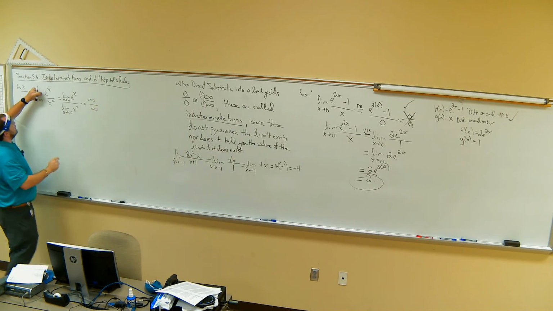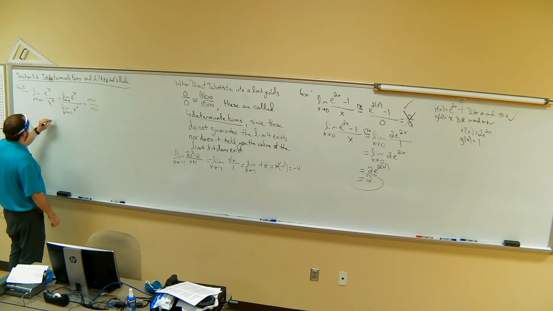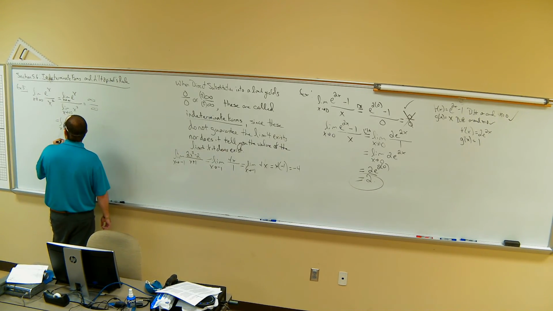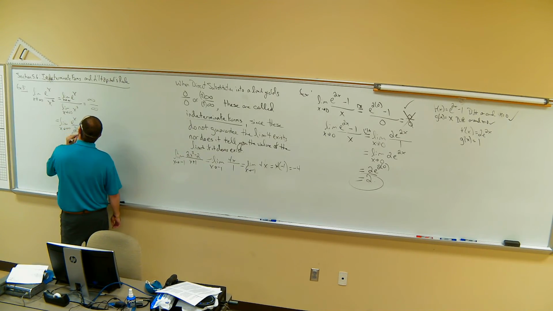So e to the x, differentiable around as x goes to infinity? Yes. And x squared as x goes towards infinity, differentiable? Yes. So we meet the criteria for L'Hopital's rule. So then this equals the limit as x goes to infinity of what? e to the x over 2x.